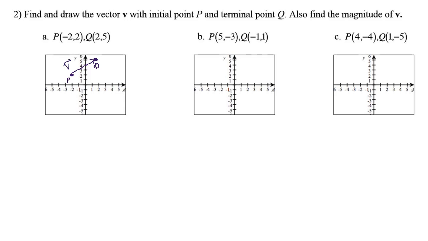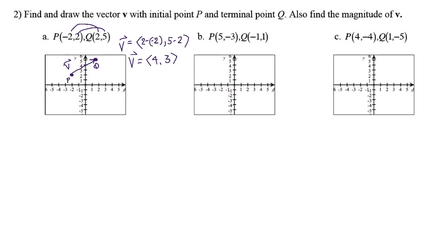Now we need the coordinates of our vector v. We need to note that. So we have vector v is equal to, and don't forget your notation, you have to be careful, 2 minus -2, comma, and then 5 minus 2. So our vector v is going to be 4, 3. So there's our vector v.